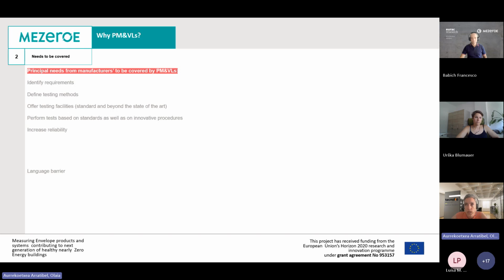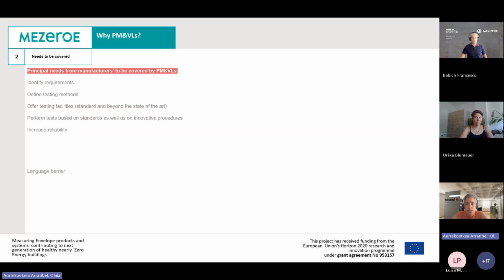And once we had this overall idea, we defined which needs we wanted to cover among all the testing facilities or pilot measurement and verification lines.